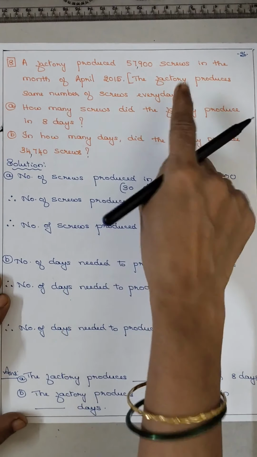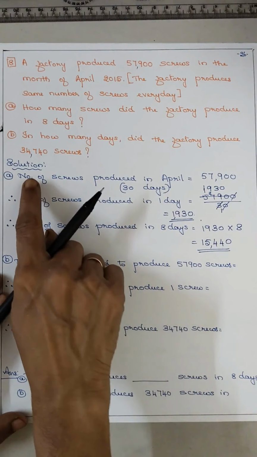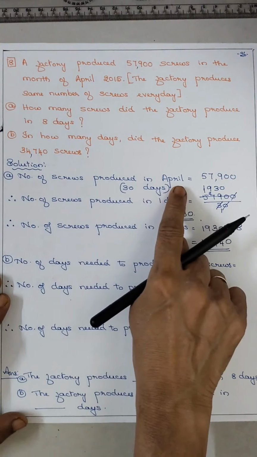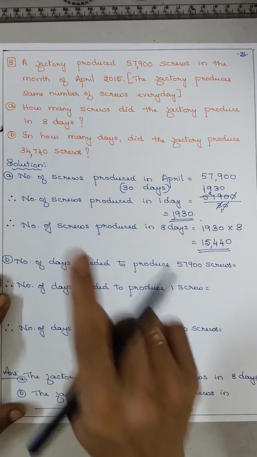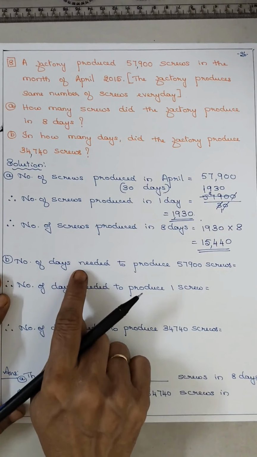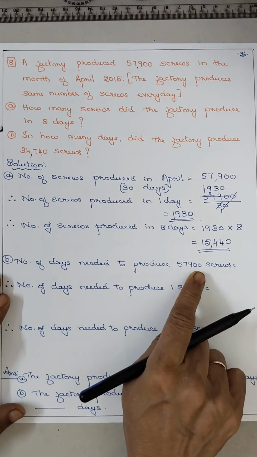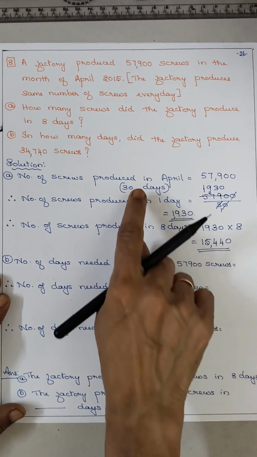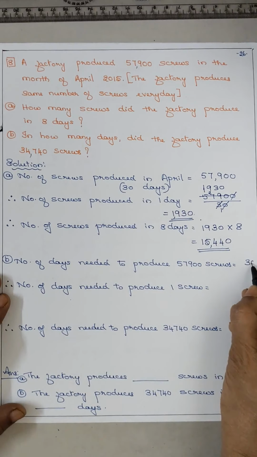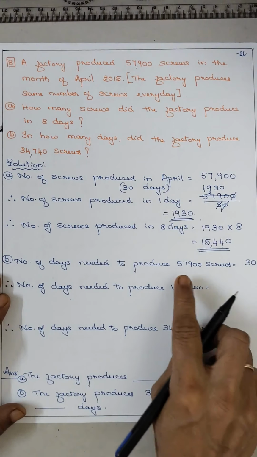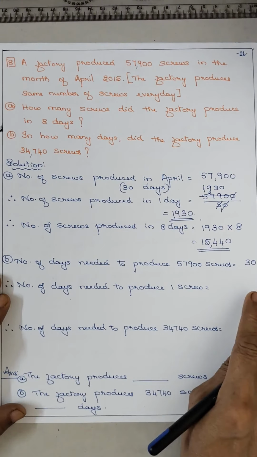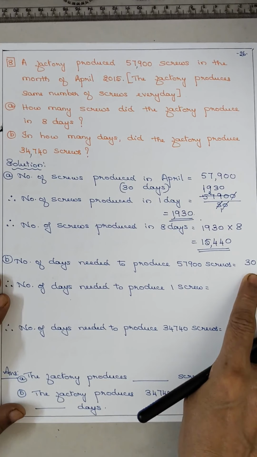So write the first statement in reverse. The number of screws produced in the month of April is 57,900. Reverse this question. So the number of days needed to produce 57,900 is 30. Write the first statement in reverse. The number of days to produce 57,900 screws is 30.